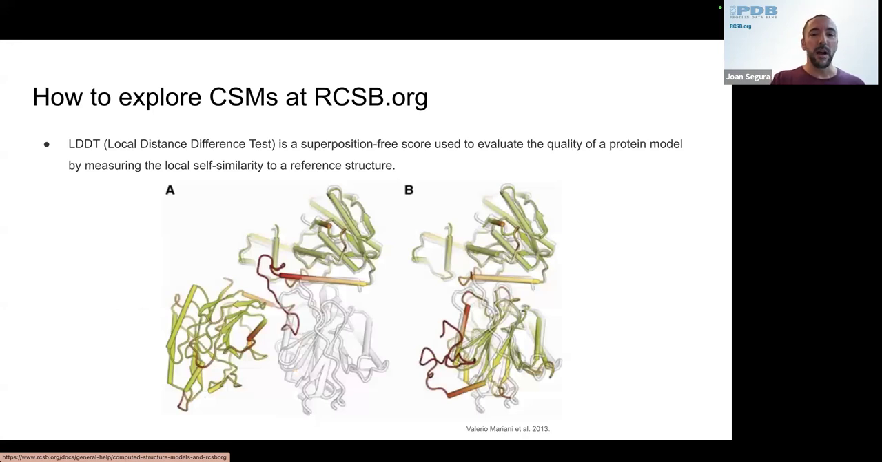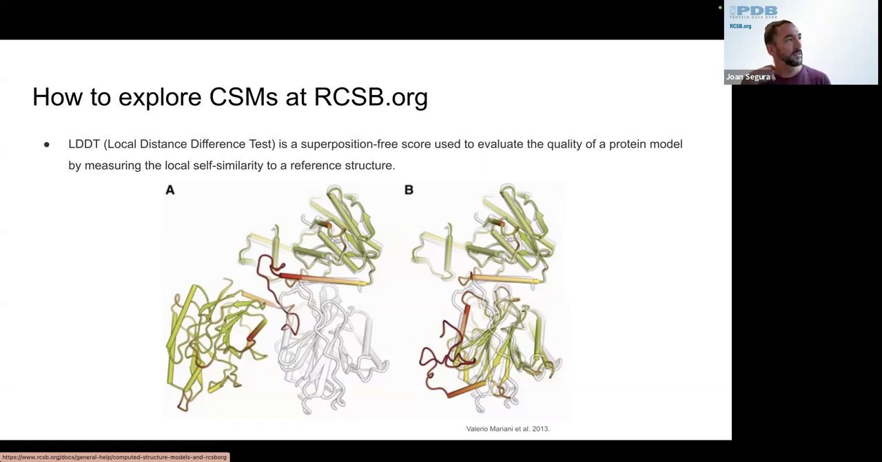Okay, let's talk about what the PLDDT is. First of all, PLDDT comes from predicted LDDT, and the LDDT is the local distance difference test. This is the measure that is being used in CASP for evaluating the models.